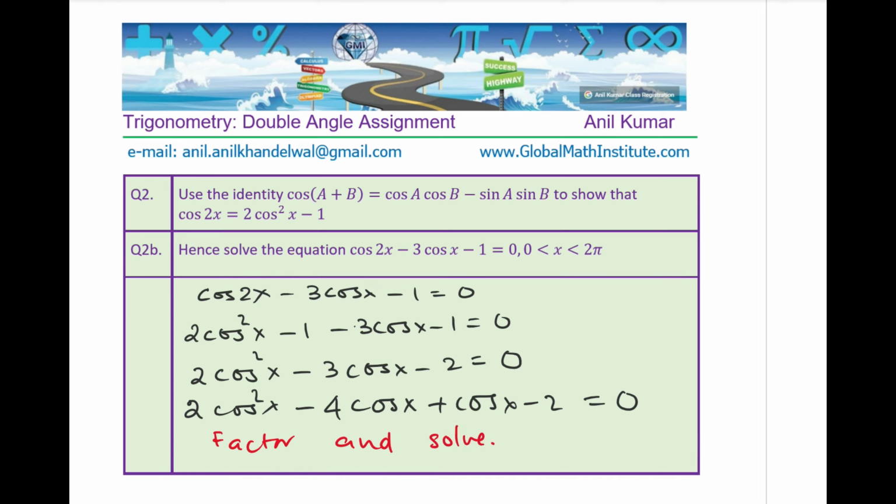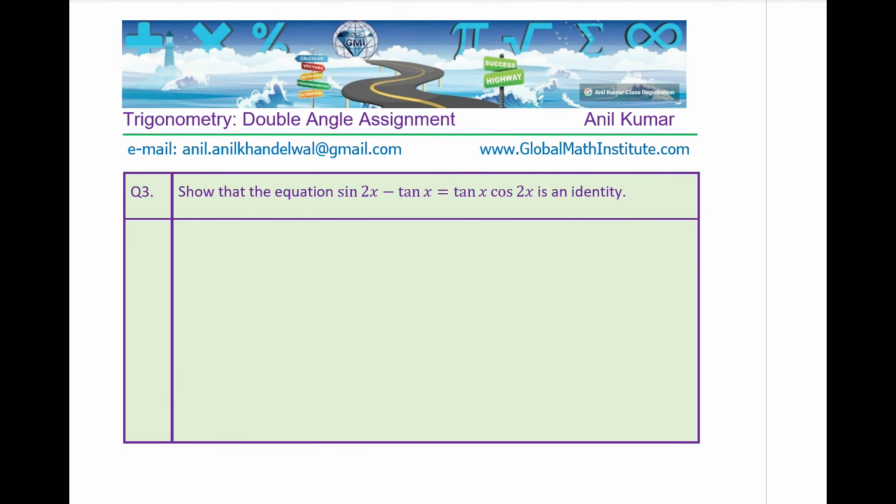Correct? So that is how you have to approach this question, which is very similar to our previous example. Now let's get to question number 3, which is sin 2x minus tan x equals tan x cos 2x is an identity. Now, identity really means that both sides are absolutely equal in their domain, right?